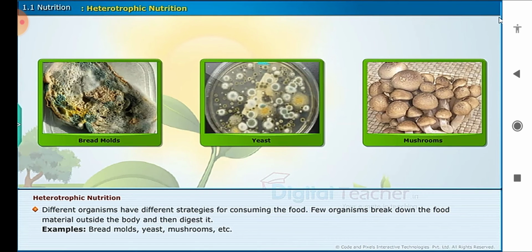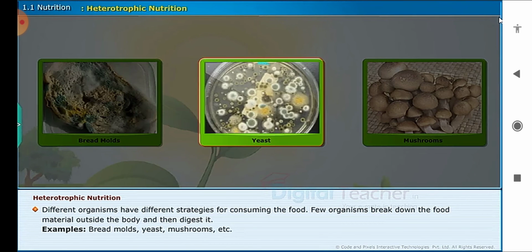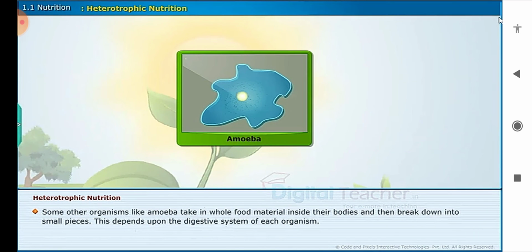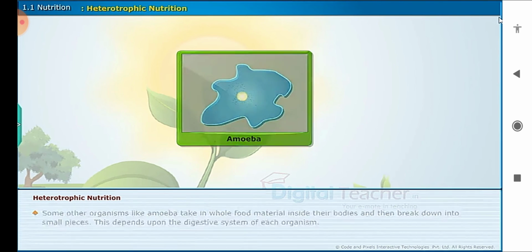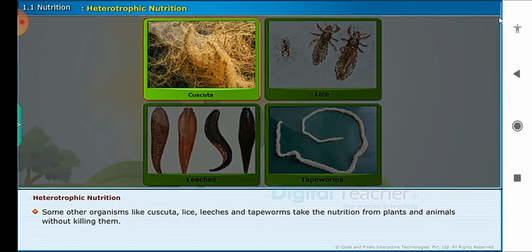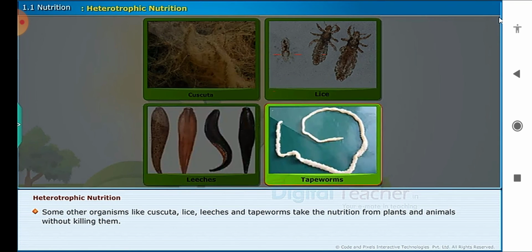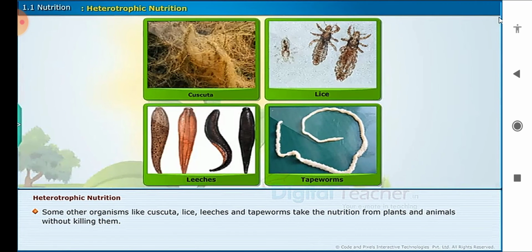Few organisms break down the food material outside the body and then digest it. Examples: bread molds, yeast, mushrooms, etc. Some other organisms like amoeba take in whole food material inside their bodies and then break it down into small pieces. This depends upon the digestive system of each organism. Some other organisms like cuscuta, lice, leeches, and tapeworms take the nutrition from plants and animals without killing them.